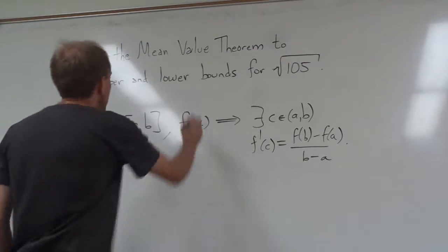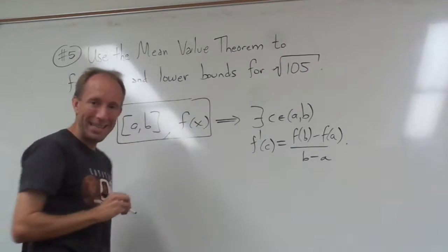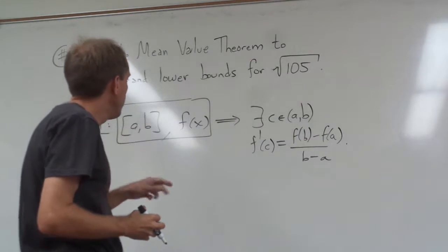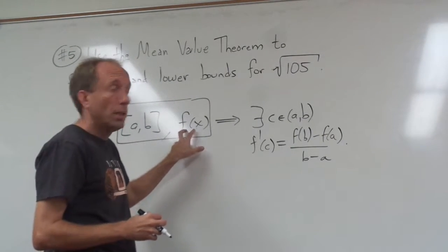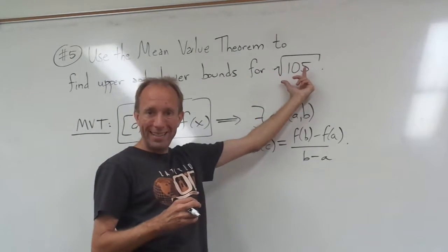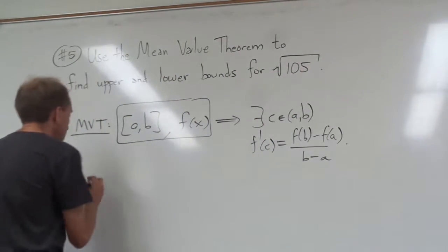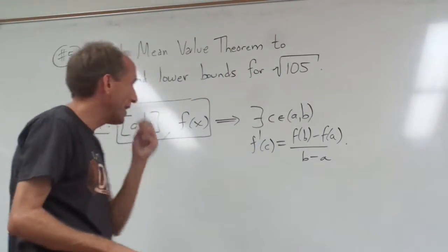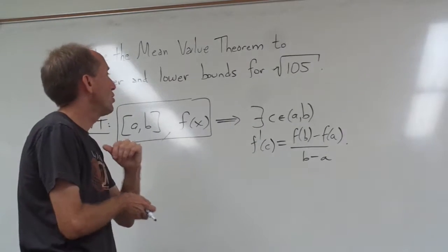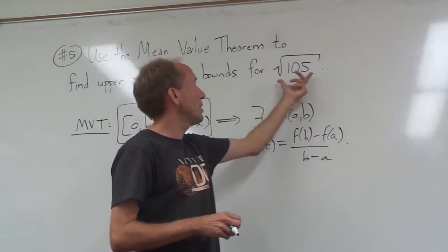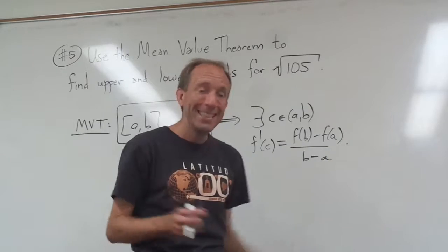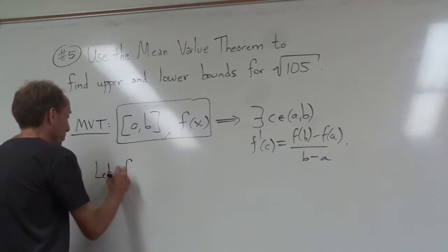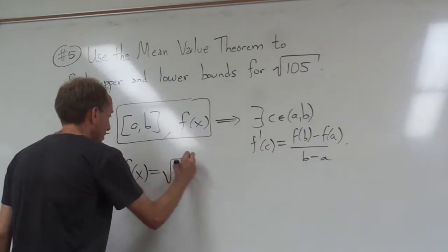In order to use it, I have to have these pieces in place, right? So, well, for one thing, I have to come up with a function. Looking at what we're trying to estimate, if you want to think before you continue with the video, you can pause the video here. Think about what function we should use. What f(x) should we use to estimate the square root of 105? Great. So the answer is, as you probably know, we're going to use the square root of x.